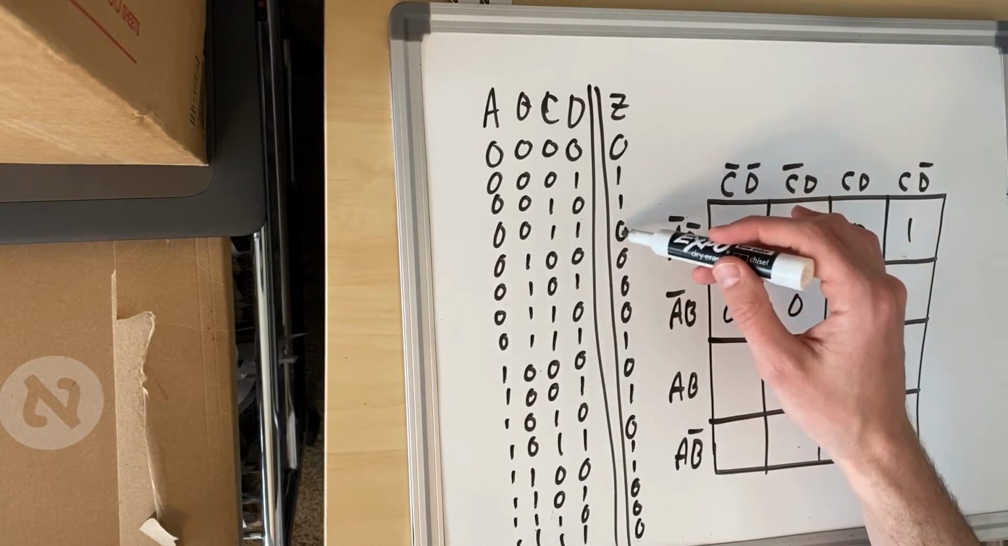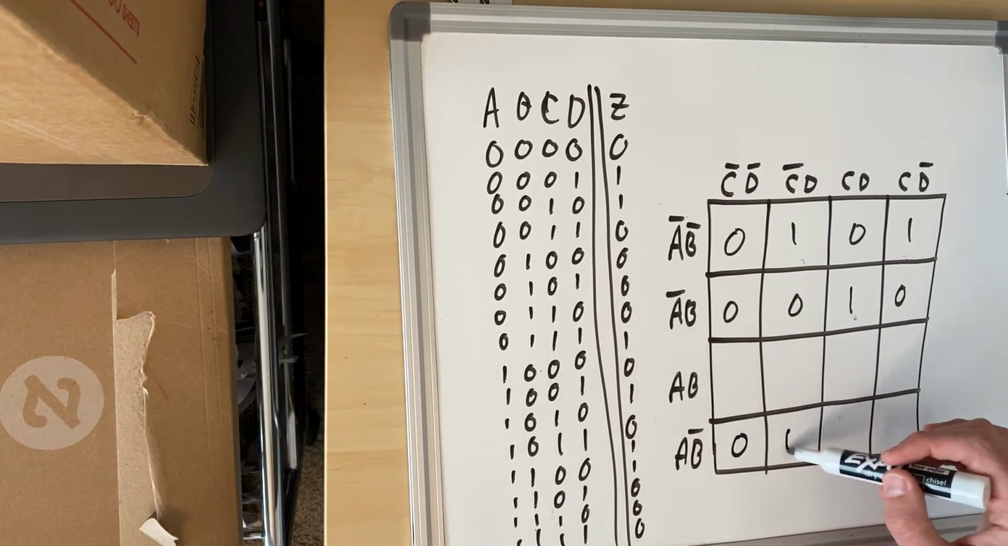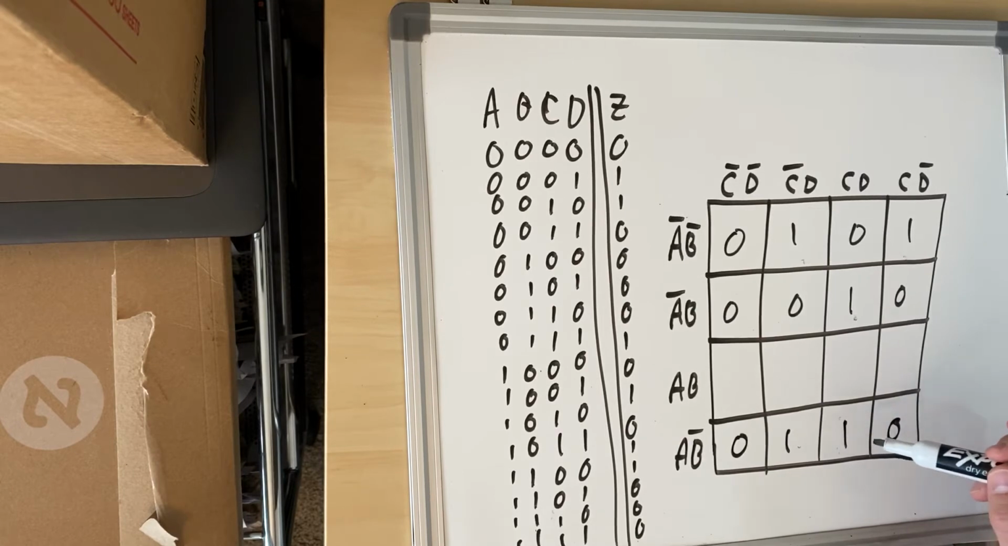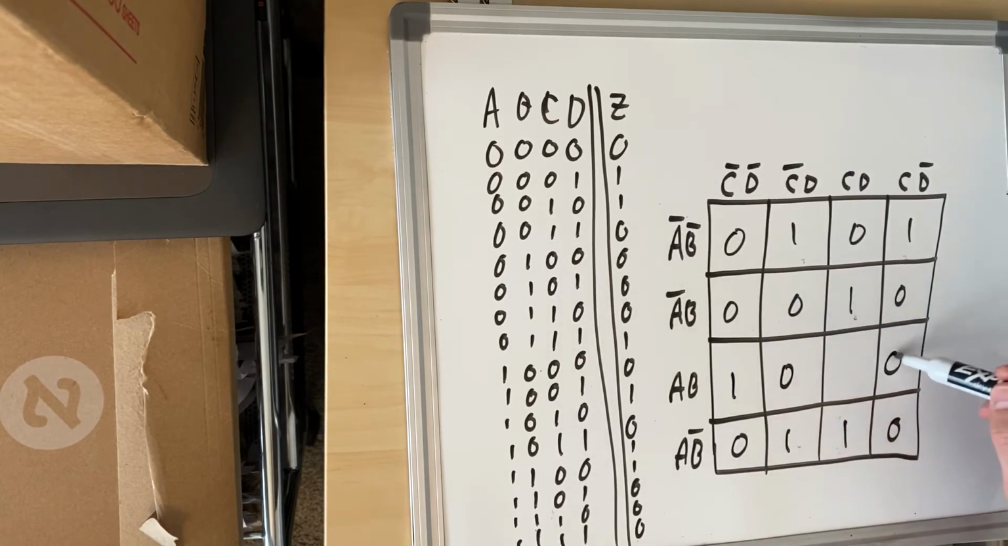0, 1, 2, 3, 4, 5, 6, 7. 0, 1, 0, 1. So 0, 1, 0, 1. The last one's 1, 0, 0, 0. Unfortunately, I rushed through that. I was trying to do it without the zeros, but I like to draw on the zeros so I know I'm doing it right.